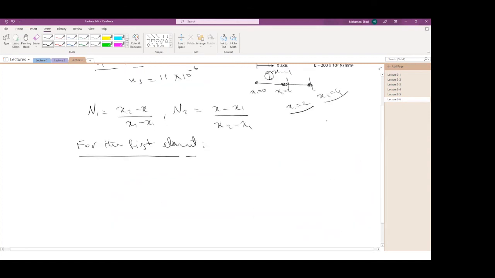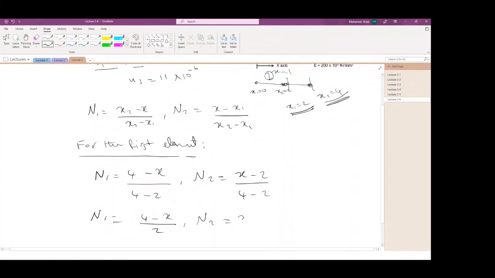So x2 is now 4, and I'm getting it from here. N1 is (4 minus x) divided by (x2 minus x1), which is 4 minus 2. And N2 is (x minus x1), which is 2, divided by 4 minus 2. So N1 is (4 minus x) divided by 2, and N2 is (x minus 2) divided by 2.